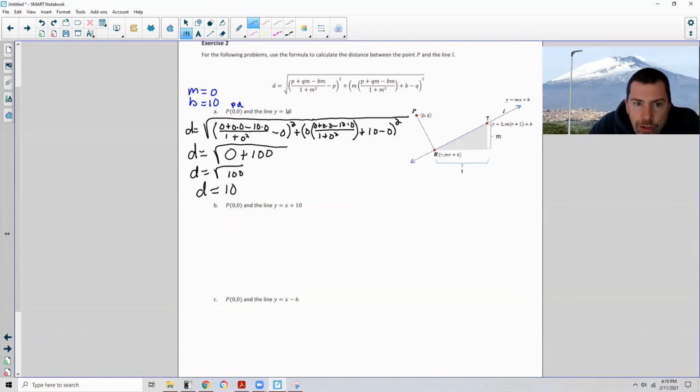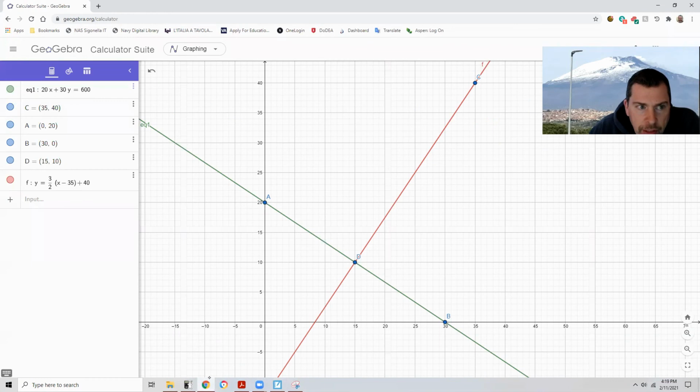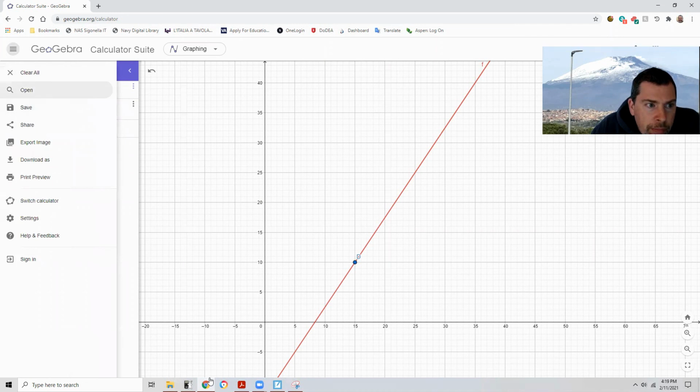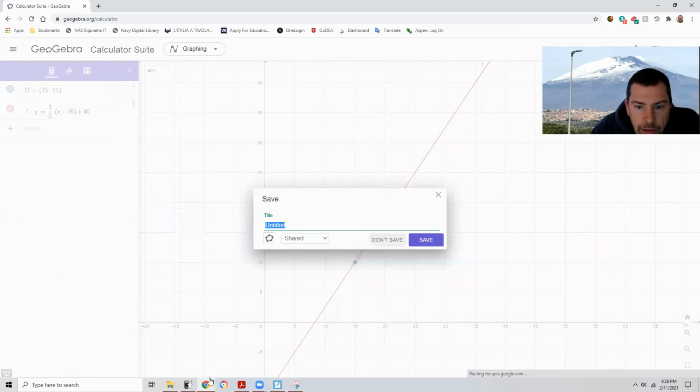All right, I already knew that just because if you have a line going through the origin and it's horizontal, y equals 10. I'm sorry, the P is 0, 0. So let's show this in GeoGebra. So if I go to GeoGebra, I just want to explain this. So let me just clear all of this. Actually, I think I can just do clear all. There we go. Don't save.